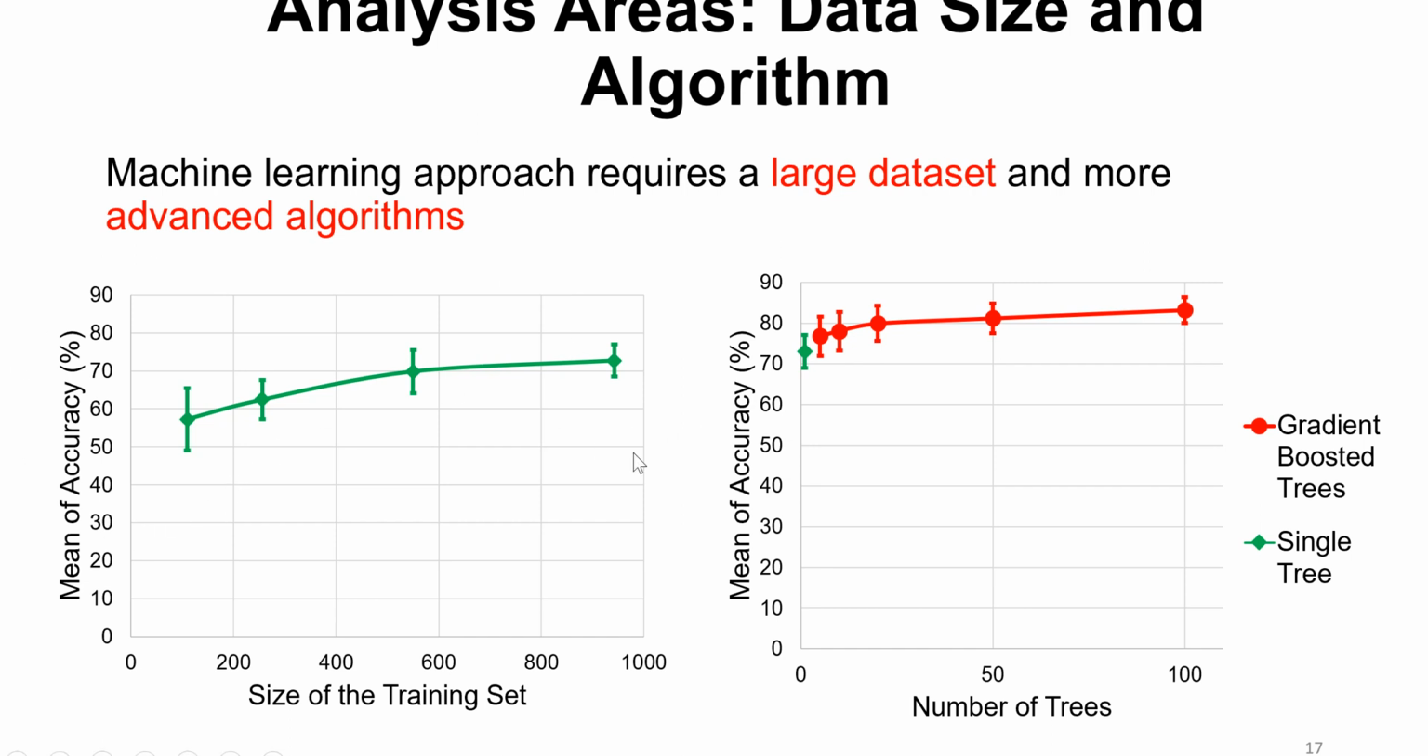On the left, what I have is the impact of data size on accuracy. So here we have the accuracy of a single decision tree and the number of data points that are used to train this tree. And as you can see, by adding more data, the accuracy of the tree increased, right? So the more data, the more accurate our models are.